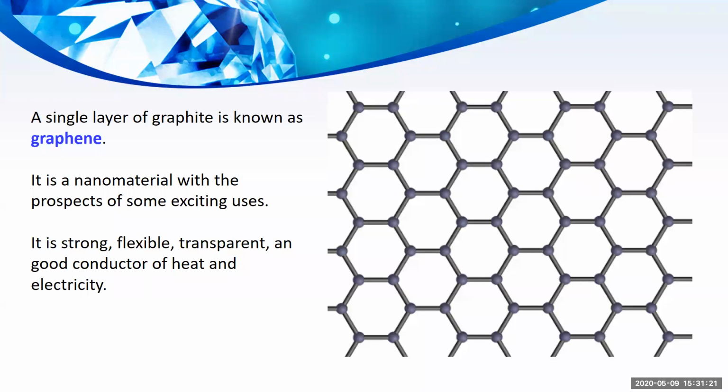It being so thin also means that it's transparent. Plus, it's a great conductor of heat and electricity. Why would it conduct heat? Because the mobile valence electrons, the delocalized electrons, they can transfer kinetic energy throughout that lattice. So it has great potential for use in electronics on a nanoscale.